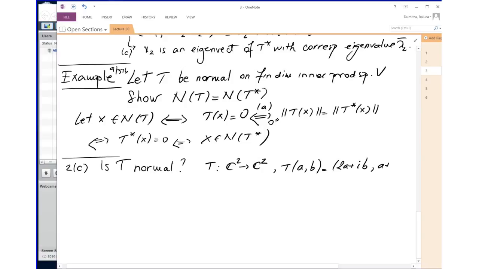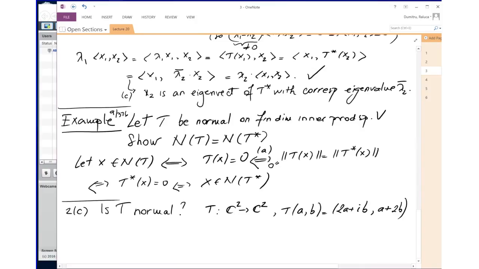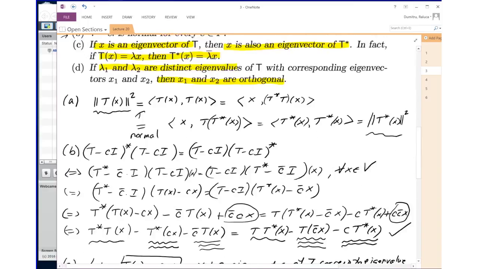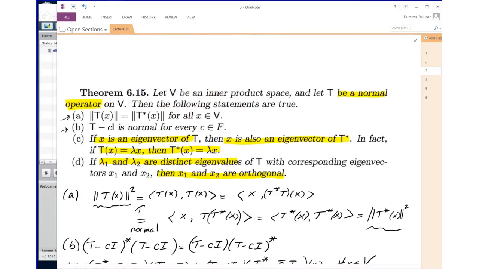A plus IB, comma, A plus 2B. So what can you use in order to show that an operator is normal? What properties can you use? Well, if you look at the theorem here, it is not an if and only if kind of condition, right? So it cannot be used to show normality.